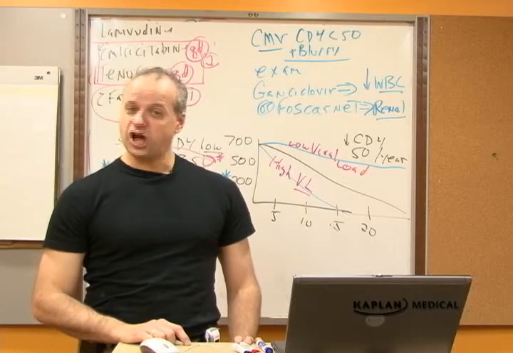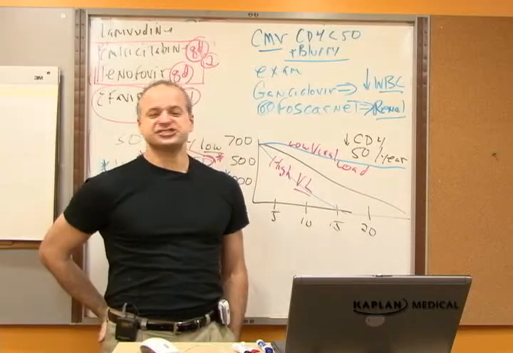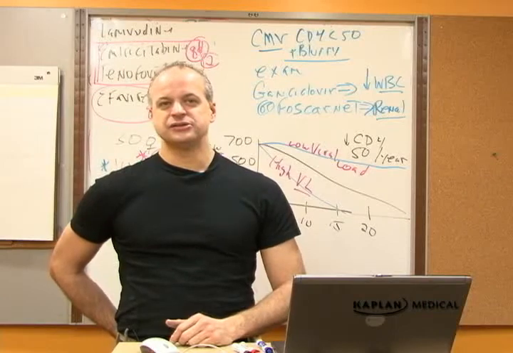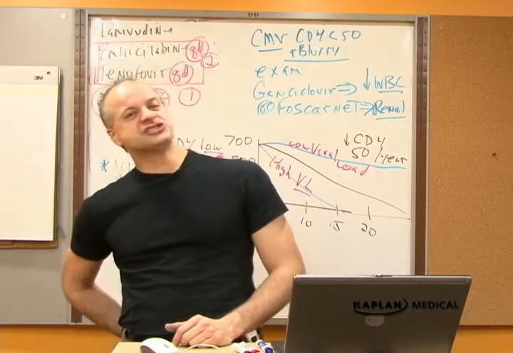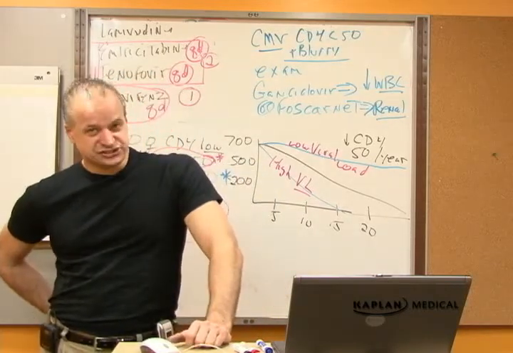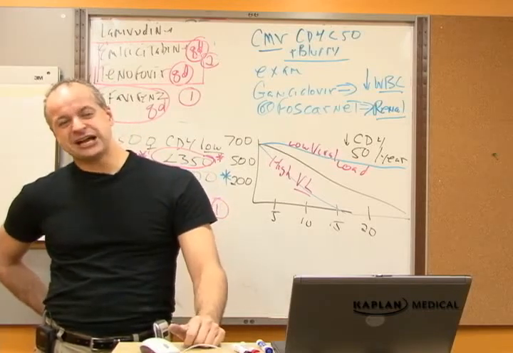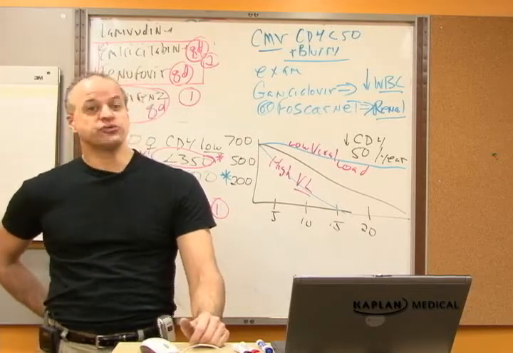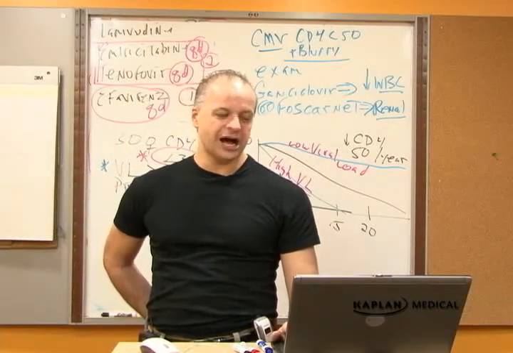And the answer is no. If you give the antiretrovirals and the T cell count goes up, you can't stop the antiretrovirals because as soon as you stop them, the T cells will go back down. If you give antiretrovirals and the T cells go up, can you stop the ganciclovir and the foscarnet? And the answer is yes, because if you have high T cells, it will get rid of the CMV and the pneumocystis, and it won't recur. And it won't recur as long as the T cells stay up.